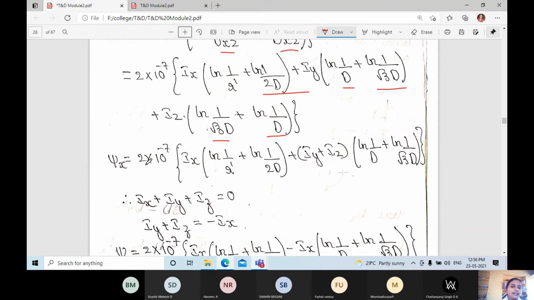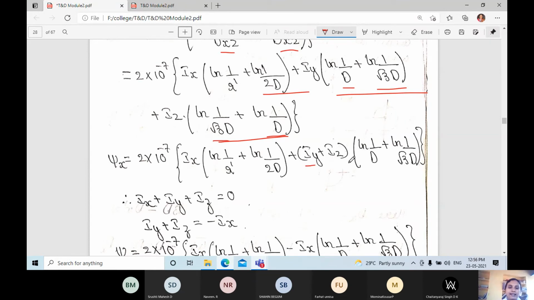Next, psi x is equal to 2 into 10 to the power of minus 7 Ix [ln 1 by r dash plus ln 1 divided by 2d]. You can observe here this is similar. So we can take out common ln 1 divided by d plus ln 1 divided by square root of 3 into d. If you take out this common, what you will get?